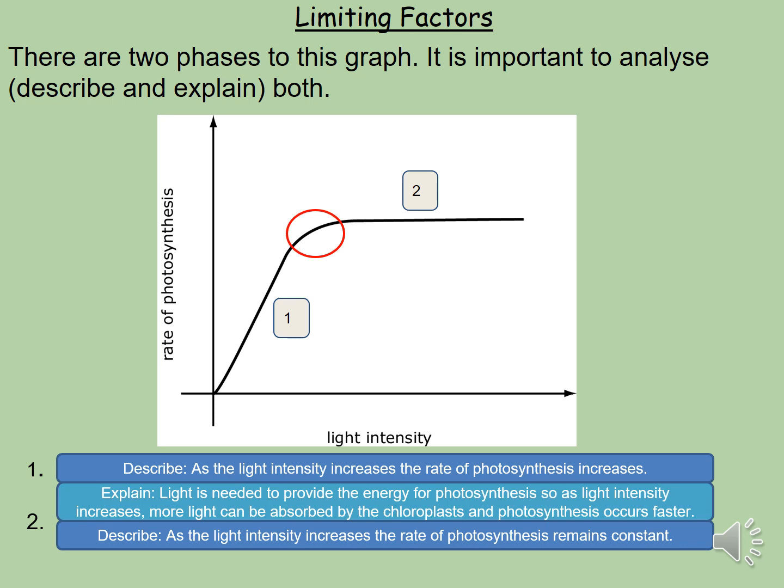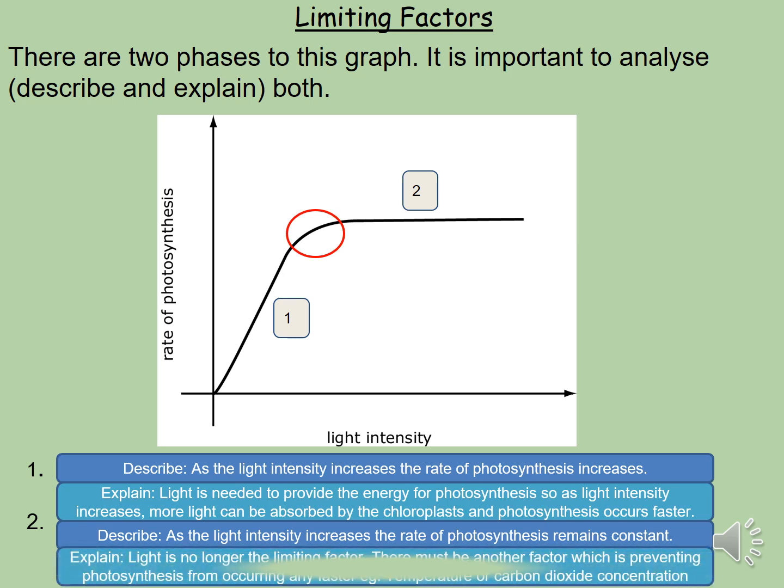Try and use this pattern of language, starting with the independent variable on the x-axis, the light intensity, and then referring to the change in the y variable, the dependent variable, rate of photosynthesis. And talk about it in terms of as the light intensity increases. Don't talk about change. Change doesn't mean enough when we come to GCSE science. You need to talk about what that change actually is.